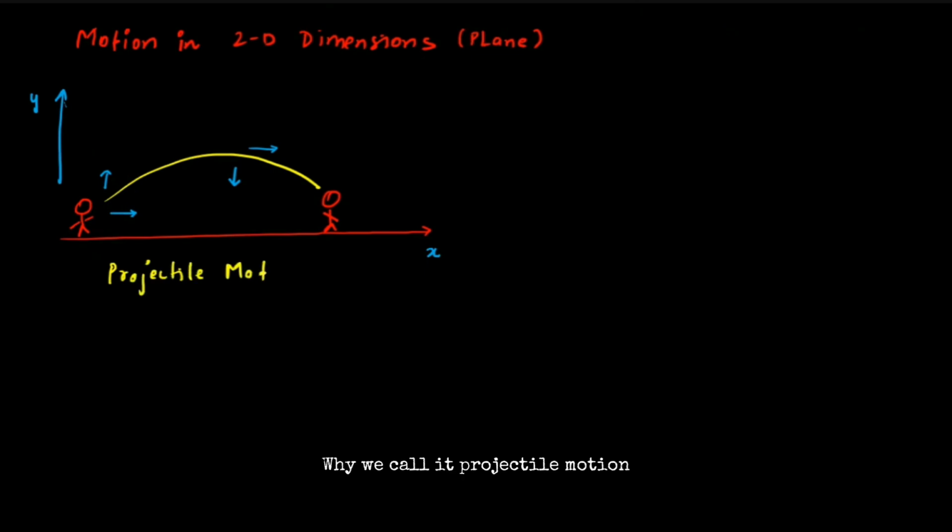Why do we call it projectile motion? Because the object we are studying, the object which is moving along the x and y axes simultaneously, is something we call a projectile. Whenever an object is thrown upward with a certain velocity at a certain angle from the horizontal or from the ground, that object is called a projectile. The study of that projectile is something we call projectile motion.